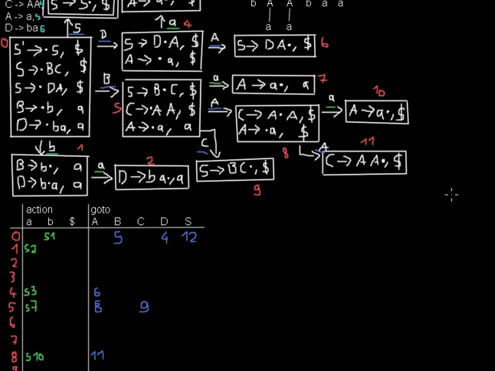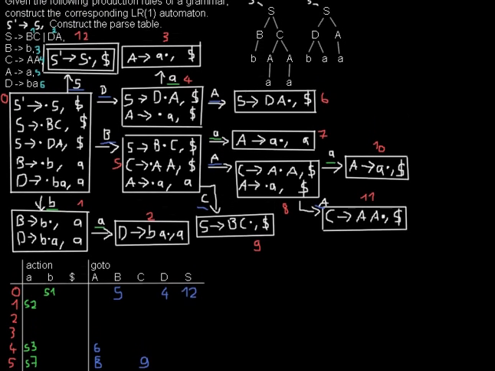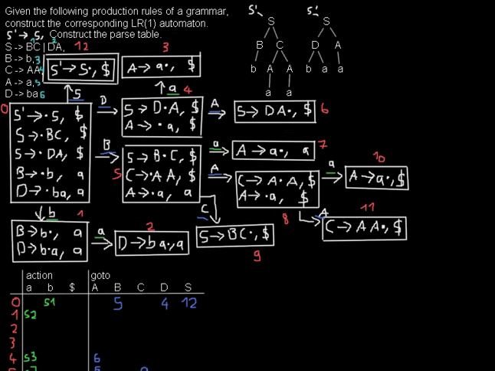And now I'm done with the go-to steps. And the next one, the last one, is to do the reduce steps. That means whenever I read the whole right-hand side of the rule, then I can reduce to get a non-terminal. So that's what I can do in the states where I have the dot at the end of the right-hand side of any rule.